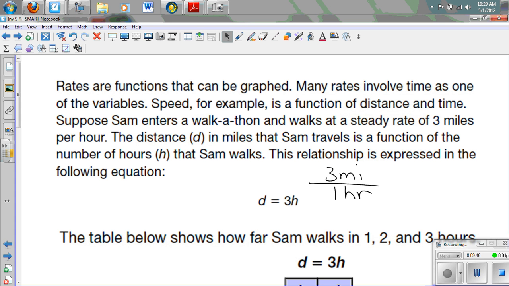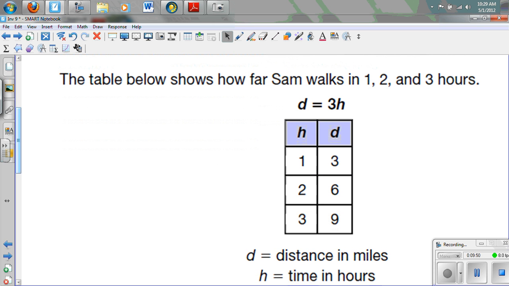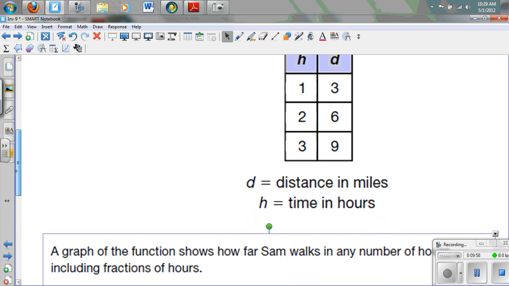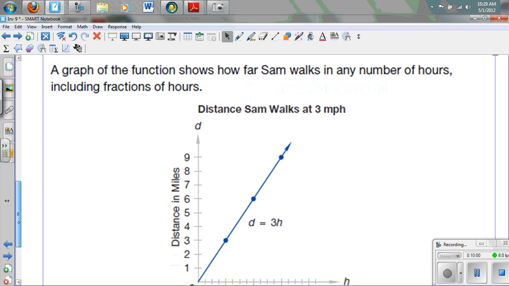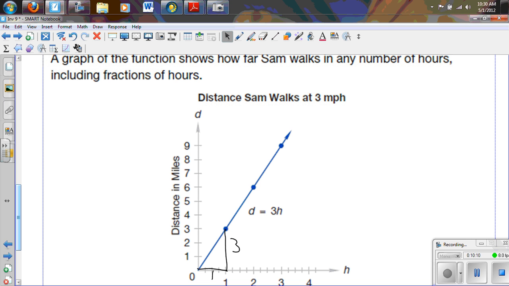miles. So if we look at the points for that, in 1 hour, he can walk 3 miles. In 2 hours, he can walk 6 miles. In 3 hours, he can walk 9 miles. Here's the graph of what that looks like. For every 1 hour he goes over, he goes up 3 miles. So we're talking about hours and miles.